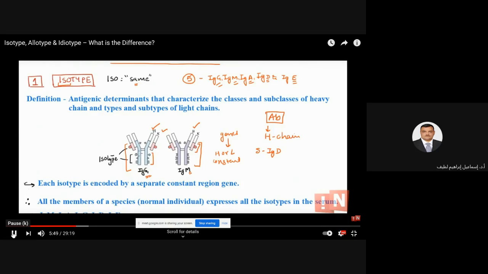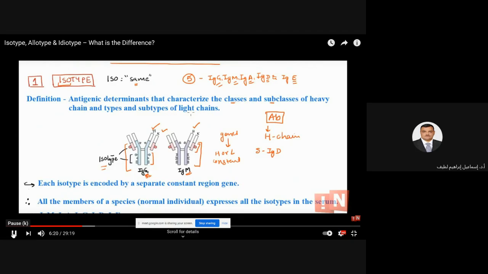So these particular regions on the heavy chain and the light chain, which decide what class or subclass, or what type or subtype of light chain it is, are called the isotype. The antigenic determinants that characterize the class or subclass of heavy chain. That means here, for example, it is a class, that is IgM. Here it is a subclass, IgG1.